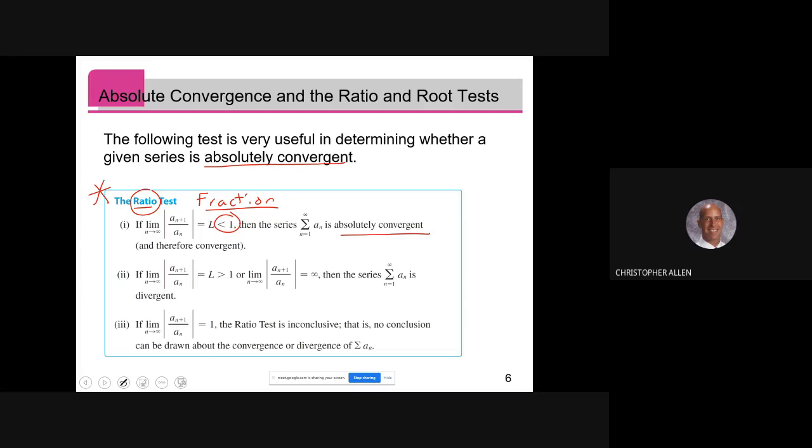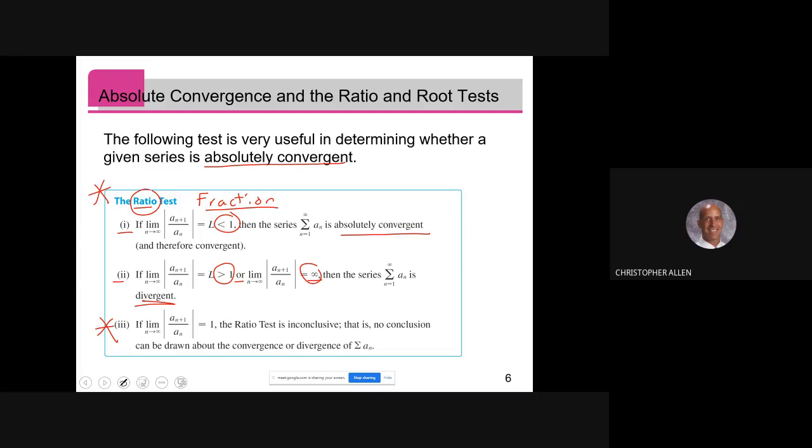Two, same thing, limit as n goes to infinity of the absolute value of a sub n plus one divided by a sub n. If that's equal to L, but in this case, that L is greater than one. In other words, this limit is going to probably go to infinity in most of our examples, but not necessarily. So if either of these situations is true, then I think it's pretty intuitive it's going to diverge. By the way, if it diverges, it can't converge at all, right? It can't converge conditionally, and it can't converge absolutely.